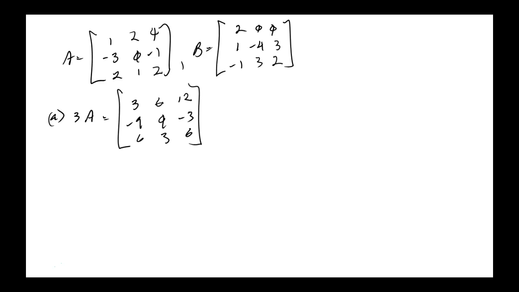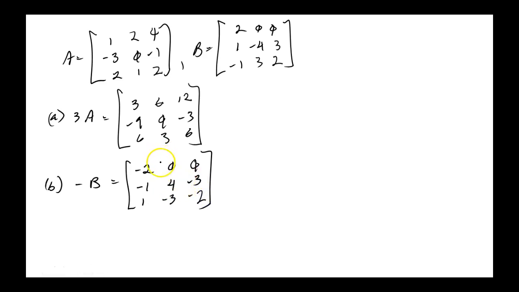The B part is, what is -B? Well, that is negating every element in B. That would be a -2, 0, 0, because the negative of 0 is still 0. -1, 4, -3, 1, -3, -2. Okay, so there's -B.